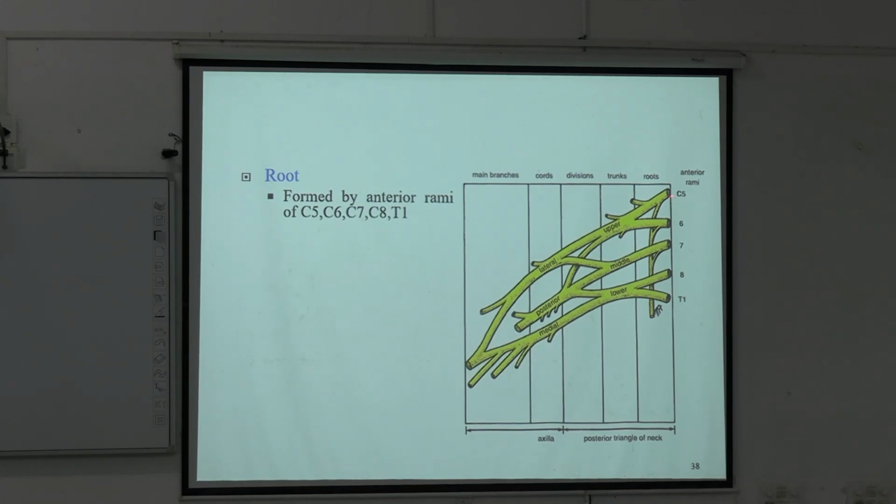So eventually there were 6: 1, 2, 3, 4, 5, then uniting into 3, then it is splitting into 6 over here from the division. These 6 divisions again unite to form this particular 3 again. So we get these roots, these trunks and the divisions, and then we have these cords. We have 3 cords: lateral cord, posterior cord, middle cord.